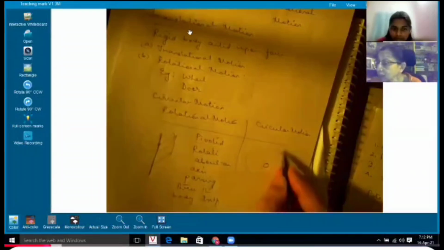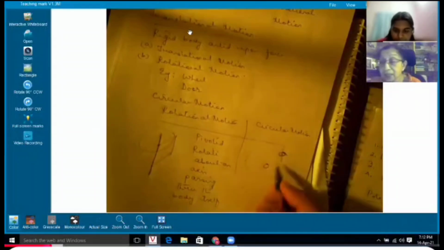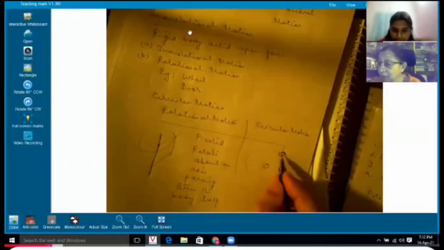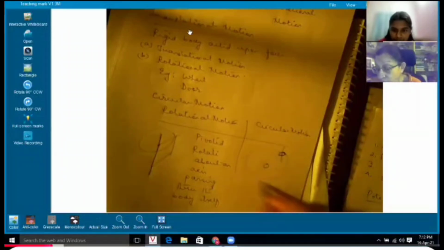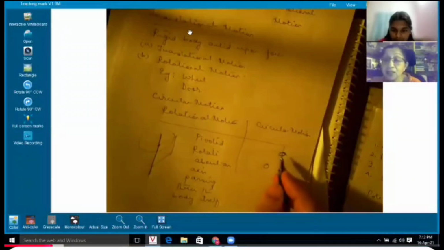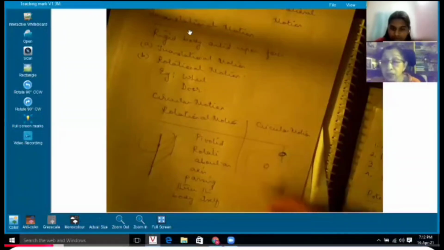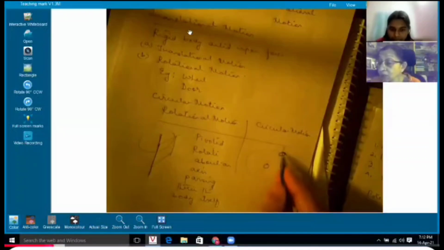When the earth is spinning about its own axis, we say it is executing rotational motion. But because it is having motion in a circular path around the sun, we get the change of season. Because of the rotational motion about an axis passing through the earth, we are getting day and night. Correct? Yes, ma'am. Do you understand the difference between circular and rotational motion? Yes.